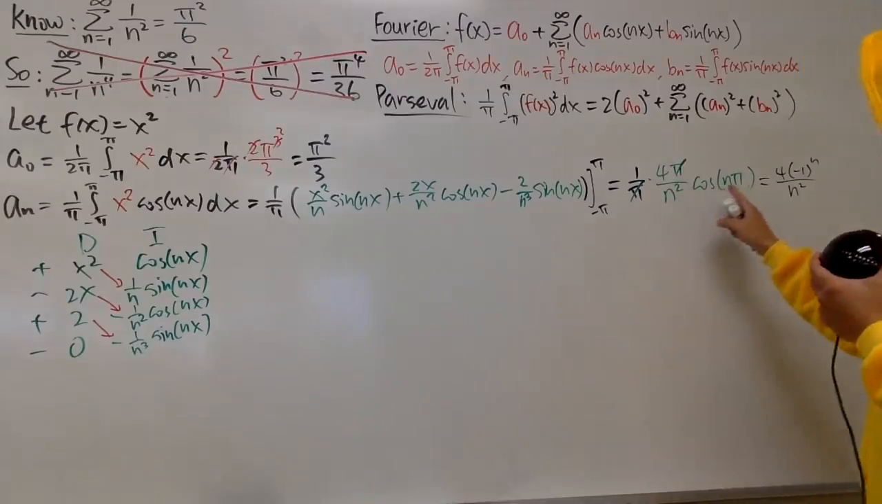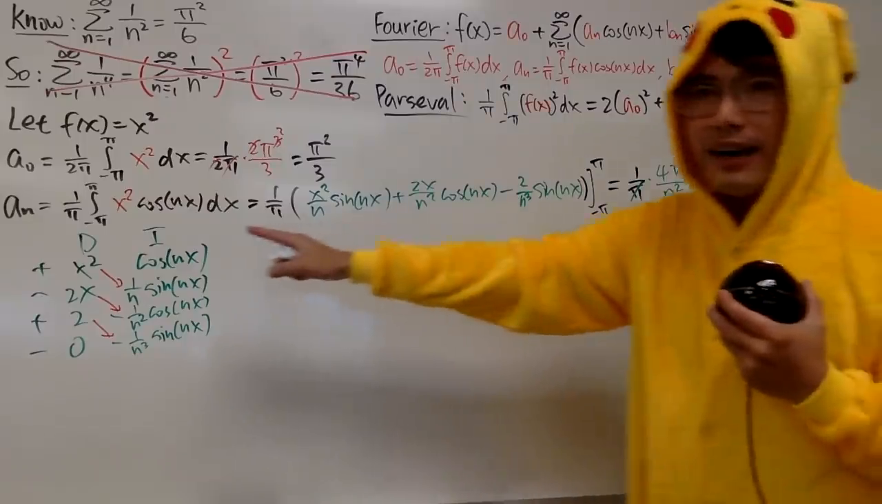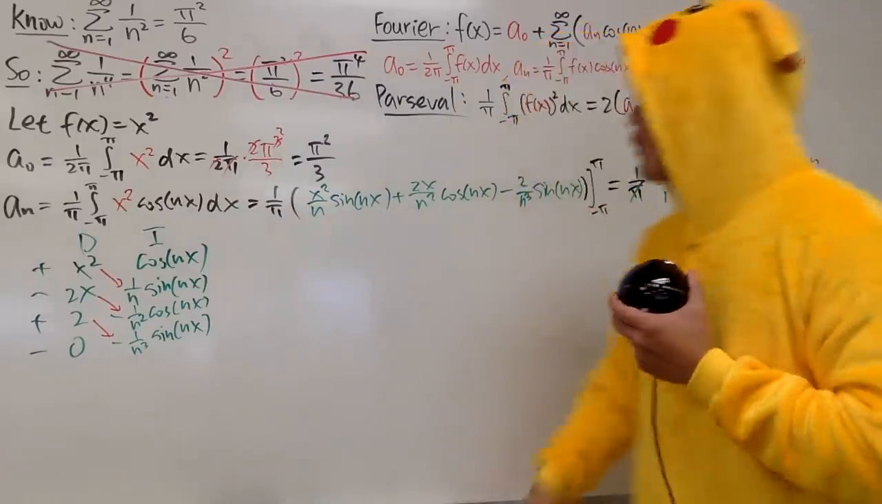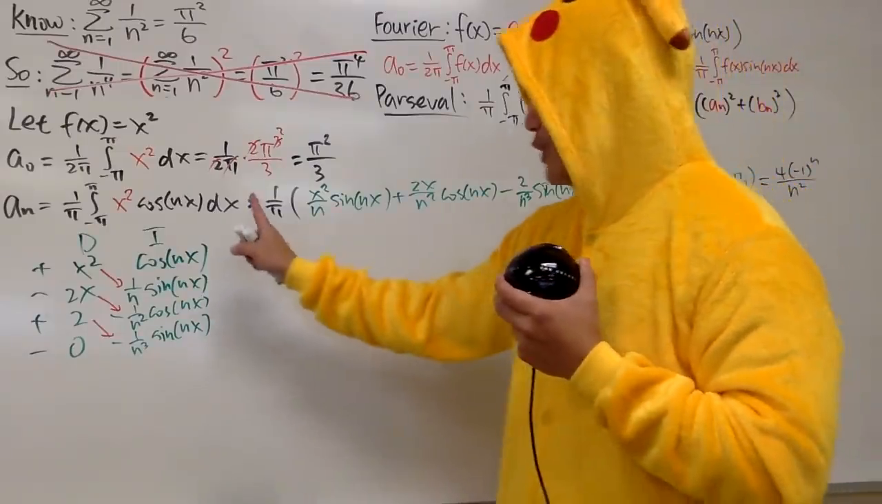So when n is 1, we'll see that cosine of 1 pi is negative 1. And then cosine of 2 pi is positive 1. So negative 1 to the nth power is the same as cosine of n pi. So this right here is for an. So that's very nice. Now, we actually have to work out bn, but it's really easy. Okay, so I will erase this right here.